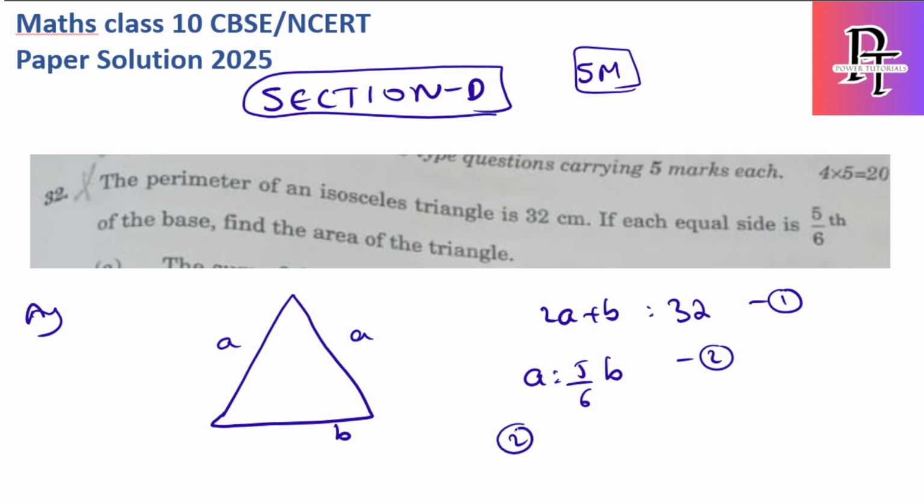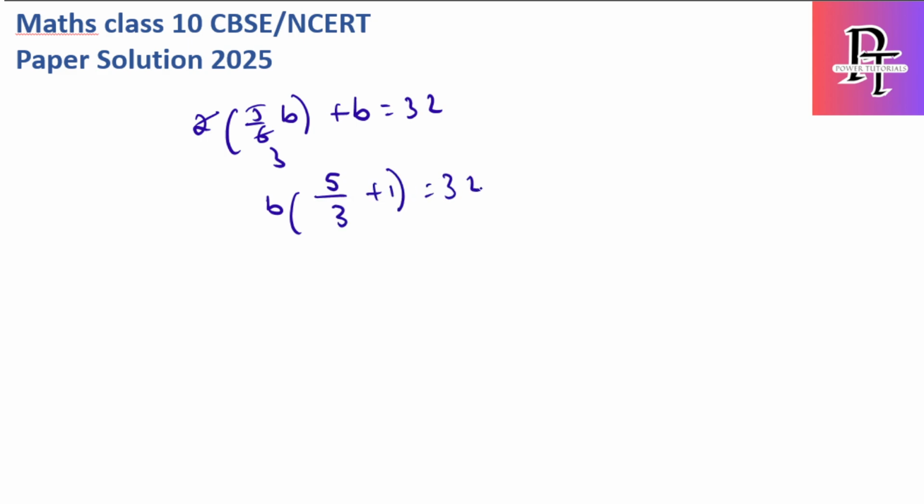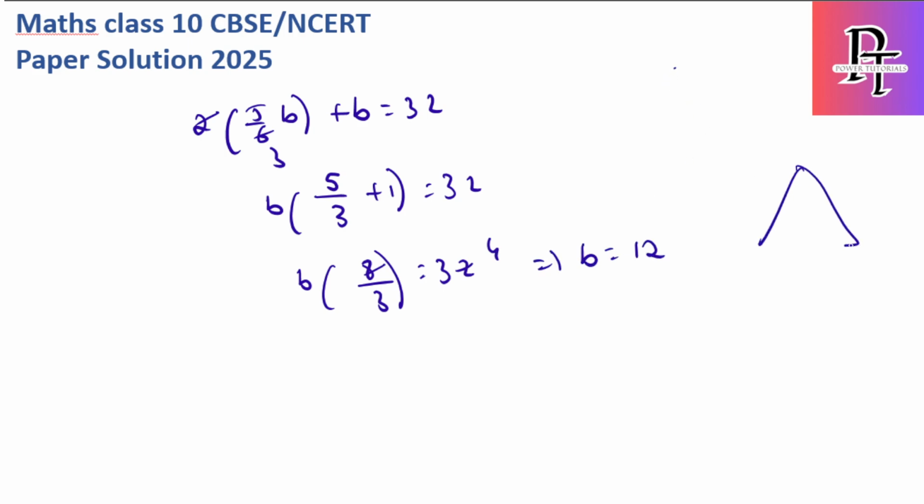Substitute 2 in 1. This becomes 2 into 5/6 b plus b is equal to 32. 2 ones are 2, 2 threes are 6, so if I take b as common, it becomes b into 5/3 plus 1 is equal to 32, so b into 5 plus 3 over 3, that is 8/3, is equal to 32. 8 fours are 32, so I got b value as 12. a value is 5/6 of b, so 5/6 into 12 is 10. So the triangle we got is 10, 10 and 12.